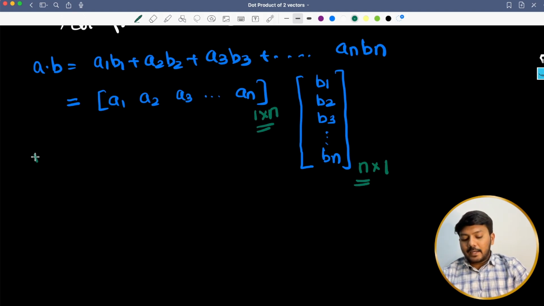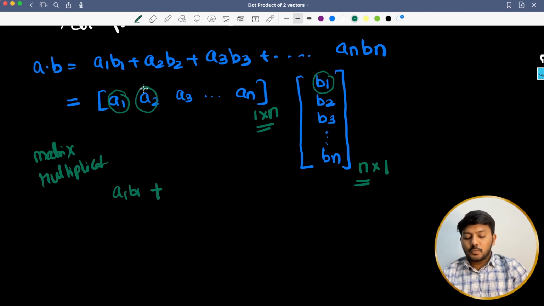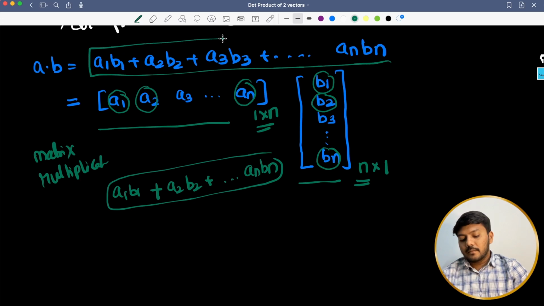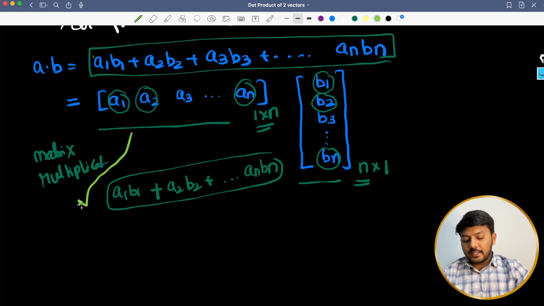And if you remember matrix multiplication, how will it work? This will be multiplied by this one. So it would be A1 B1 plus this would be multiplied by this element A2 B2 plus, likewise, this would be multiplied by this one, An and Bn. So this representation is going to be the same as this one. Is that clear? So what I'm doing here is I have split this A dot B into two different matrices, and this matrix is a row vector and this matrix is a column vector.